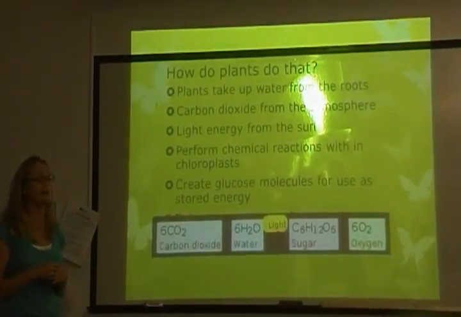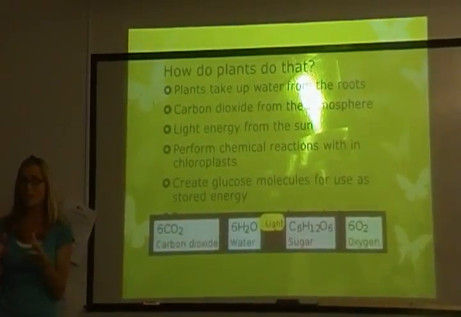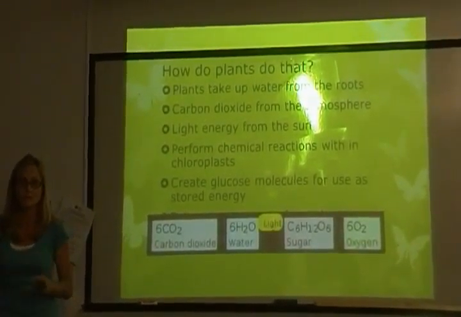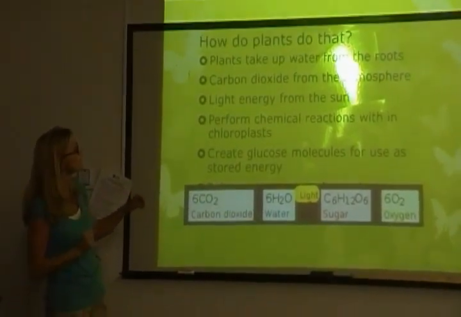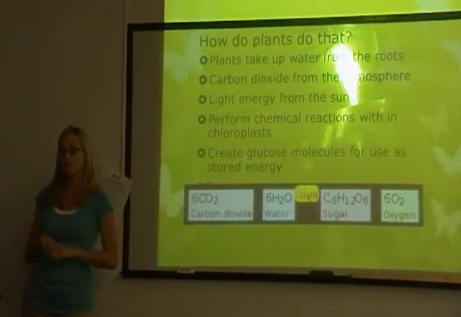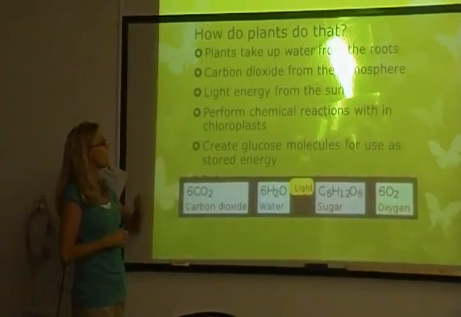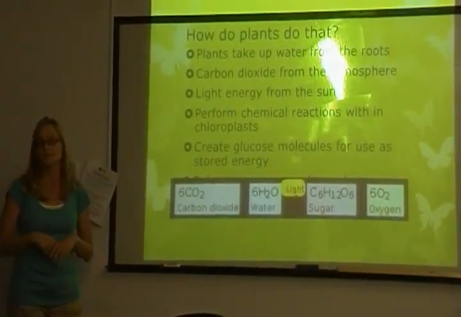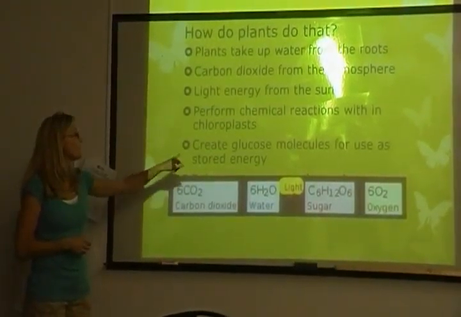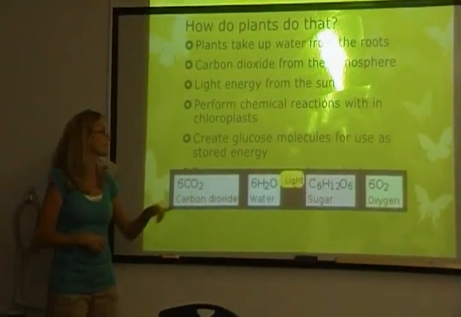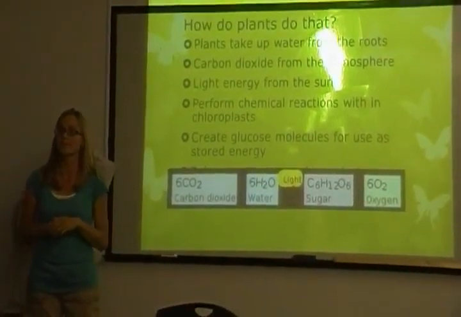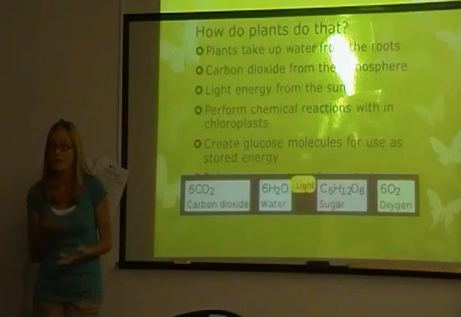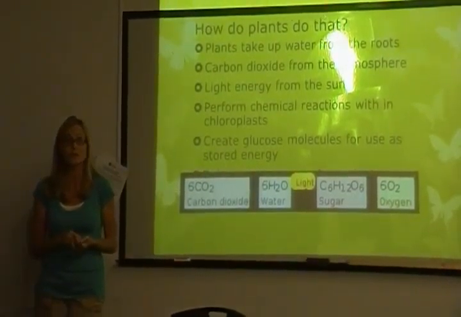They take in carbon dioxide from the atmosphere. It's the air around them. That could be the air above the soil or the air below the soil in the pockets between the soil particles. They also need light energy, which plants get from the sun. And inside the chloroplasts, the plants perform chemical reactions, and they create glucose molecules. This is the important molecule to the plants from this process, because this is the food.